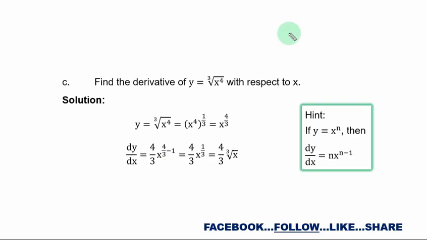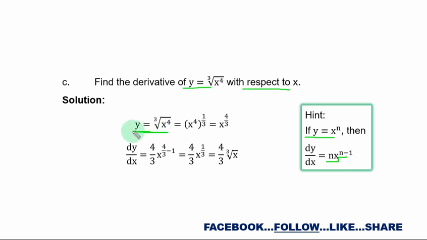Question 9c. Find the derivative of y equal to the cube root of s to the power of 4 with respect to s. This is a single function and you use the power rule of differentiation, which states that if y is equal to s to the power n, then dy/ds is equal to n times s to the power of n minus 1.